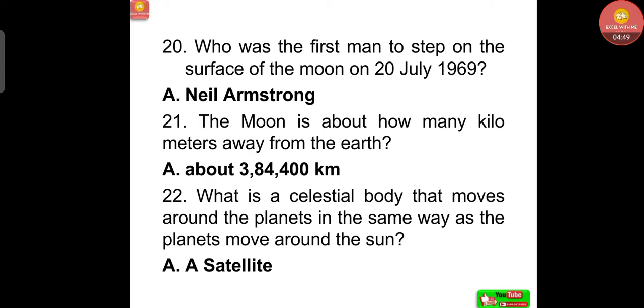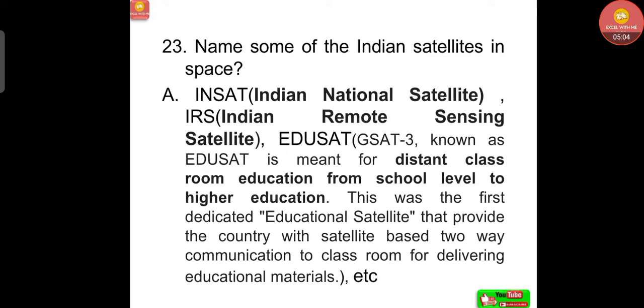The moon is about how many kilometers away from the earth? Approximately 3,84,400 kilometers away. What is a celestial body that moves around the planets in the same way as the planets move around the sun? That is a satellite.